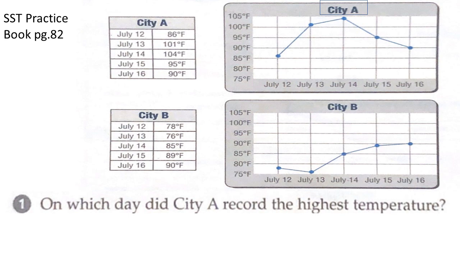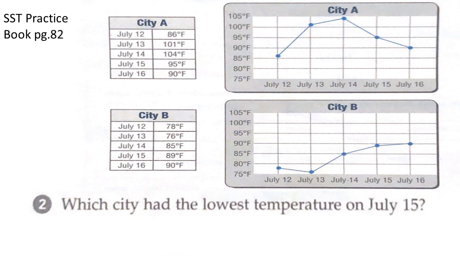What day was it? I can look at my graph, and the highest point on the graph, the highest little dot, is going to be the highest temperature. Remember, the temperature is going higher as we go up. So I can see that right there, that's the highest temperature recorded, a 104, a little below 105. Confirm it with your table just to be sure. And that's July 14th, right? So you write the answer.